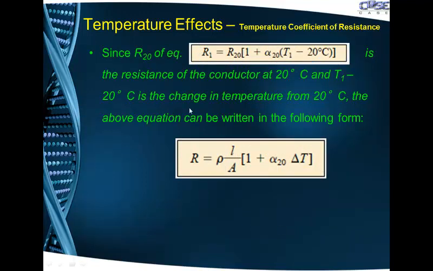Here R20 in the equation for R1 is the resistance of the conductor at 20 degrees centigrade, and T1 minus 20 is the change in temperature from 20 degrees centigrade. The above equation can be written in the following form as well. This is delta T and this is the resistance at 20 degrees centigrade, and you know resistance is rho L over A, so this equation can be modified like this. This is a generic resistance whose value can be computed for any delta T, where delta T is the temperature T1 minus 20 degrees.